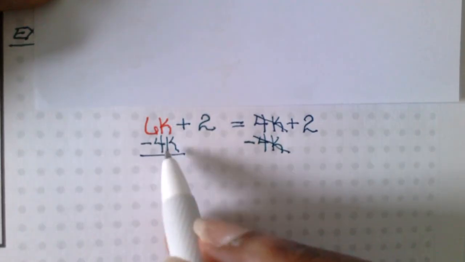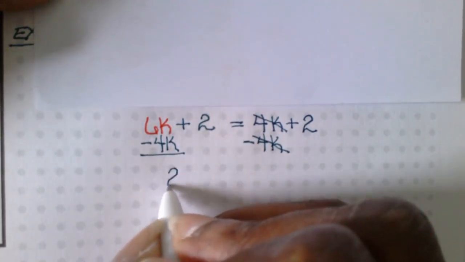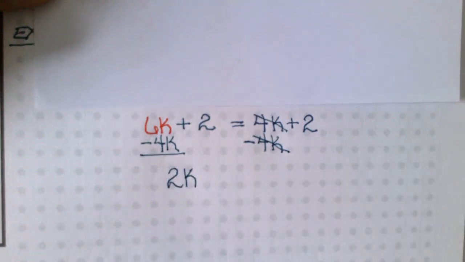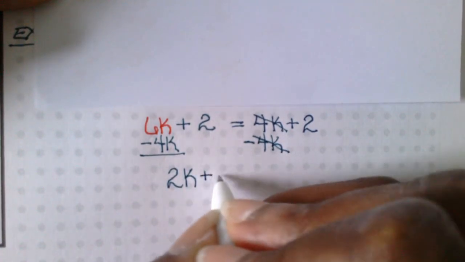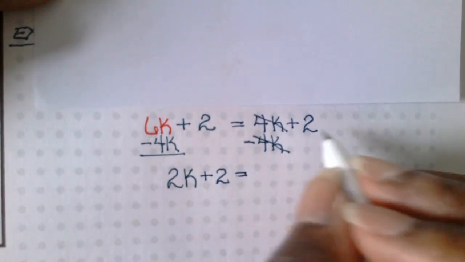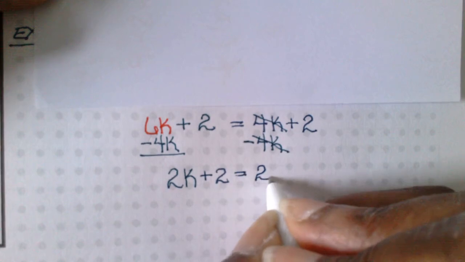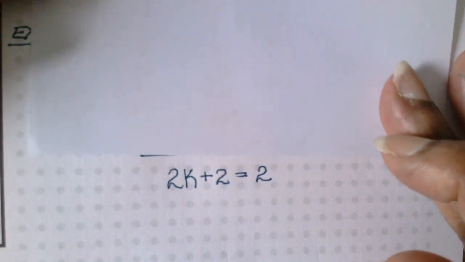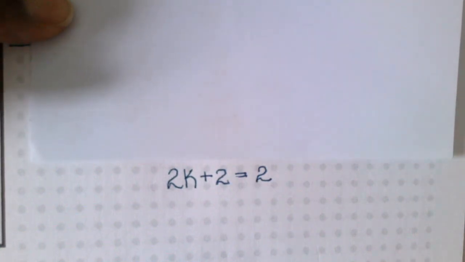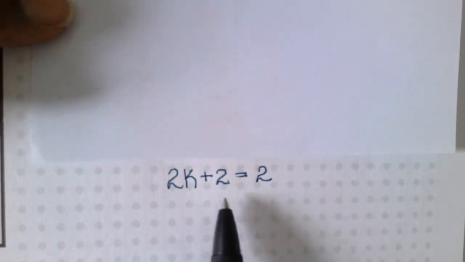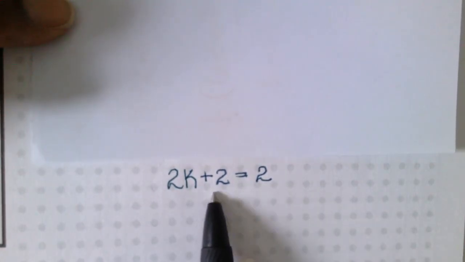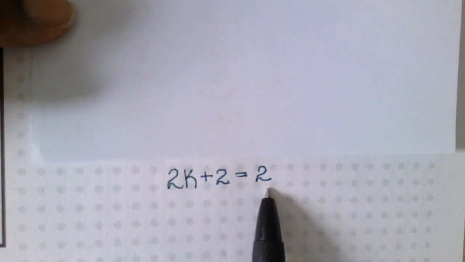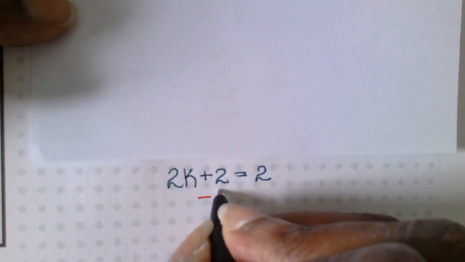So now we have 6k minus 4k, that gives me 2k. And then I can bring down my plus 2, bring down my equals, and the other 2 that's left on the right side. So now, we need to get k by itself. Almost. Careful. Visualize. We need to move this 2 over to this 2. So that means we are subtracting 2.